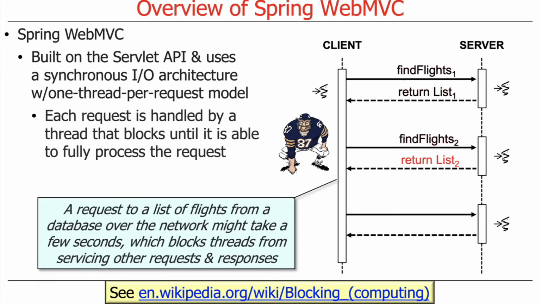So here's an example. We go ahead and look up in a server. Let's say we have a flights database that we're going to look up flights in to find what flights are available to go from, say, here to Pittsburgh this week.